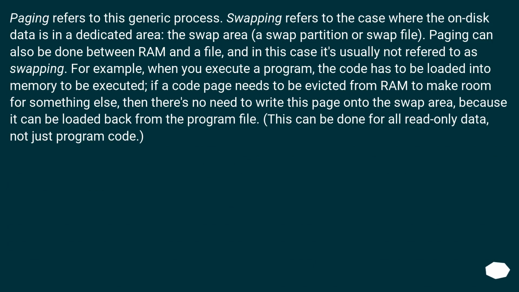Paging refers to this generic process. Swapping refers to the case where the on-disk data is in a dedicated area, the swap area, a swap partition or swap file. Paging can also be done between RAM and a file, and in this case it's usually not referred to as swapping. For example, when you execute a program, the code has to be loaded into memory to be executed. If a code page needs to be evicted from RAM to make room for something else, then there's no need to write this page onto the swap area, because it can be loaded back from the program file. This can be done for all read-only data, not just program code.